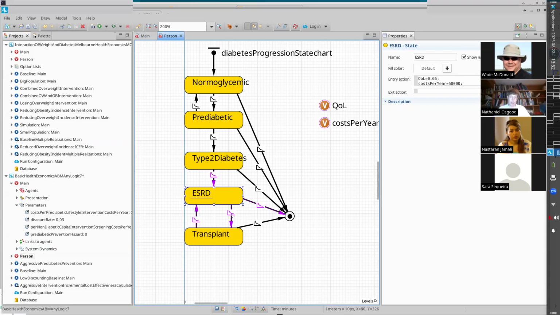That cost, this is really important. I've been emphasizing costs attendant on being in some of these states. For diabetes, quite low per year you're in the state, but still significant. End-stage renal disease, very high per year, like 50,000.